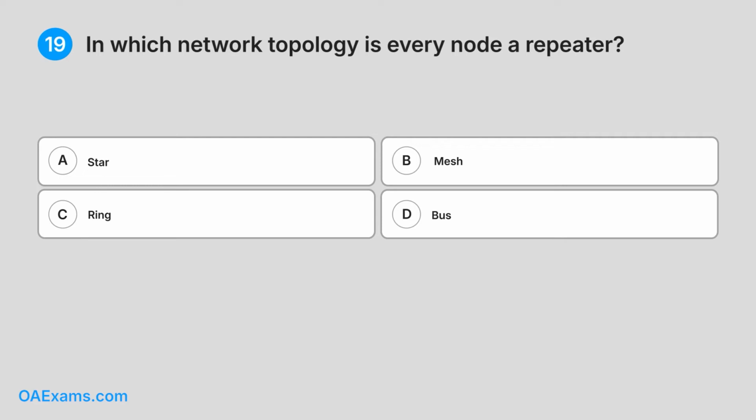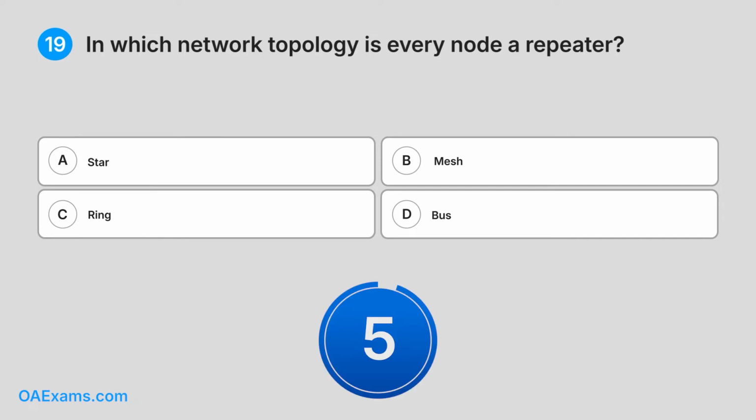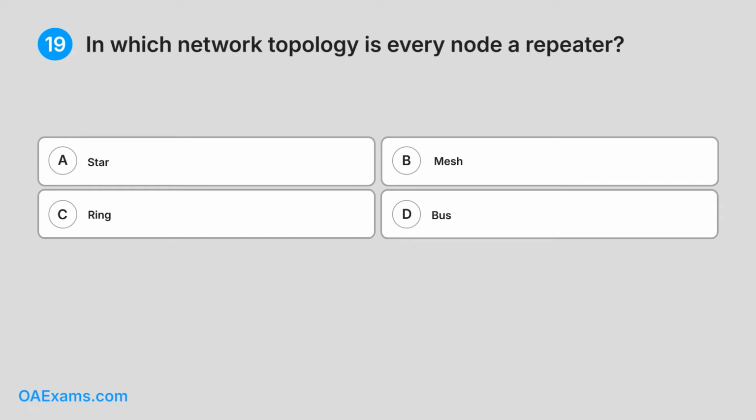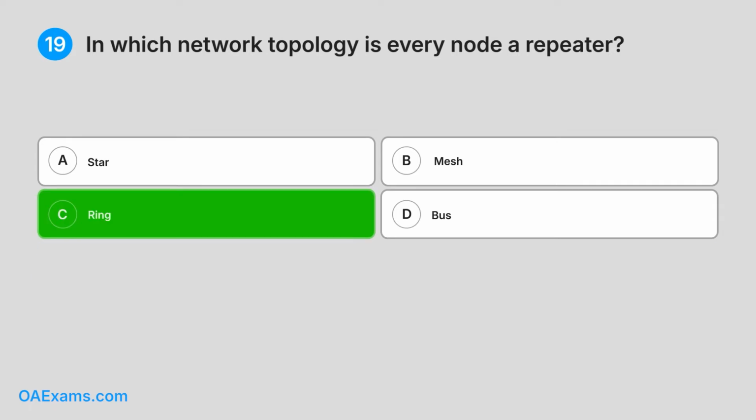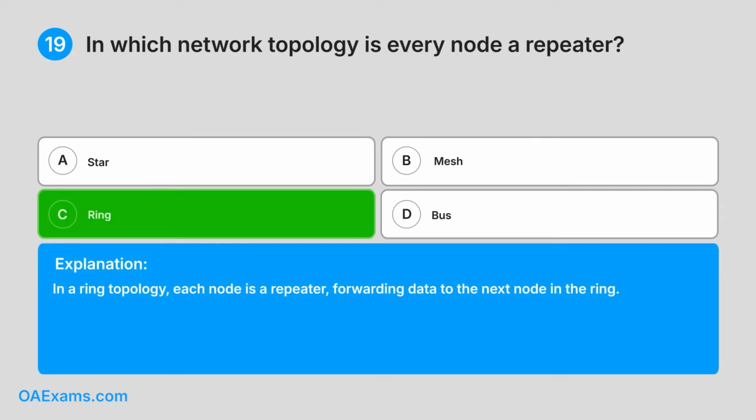19. In which network topology is every node a repeater? A. Star, B. Mesh, C. Ring, D. Bus. What do you think is the answer? Correct answer: C. Ring. Explanation: In a ring topology, each node is a repeater, forwarding data to the next node in the ring.